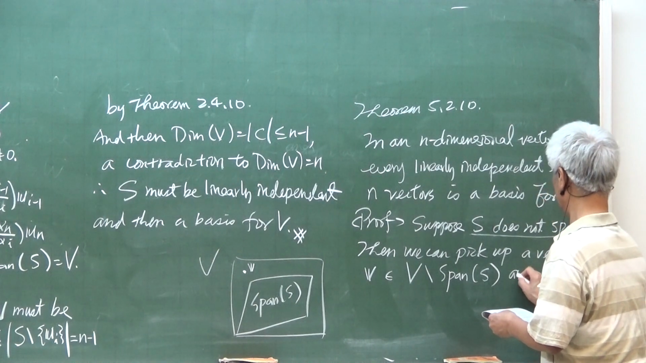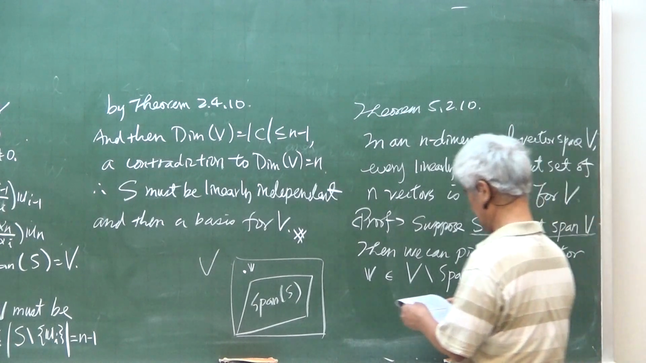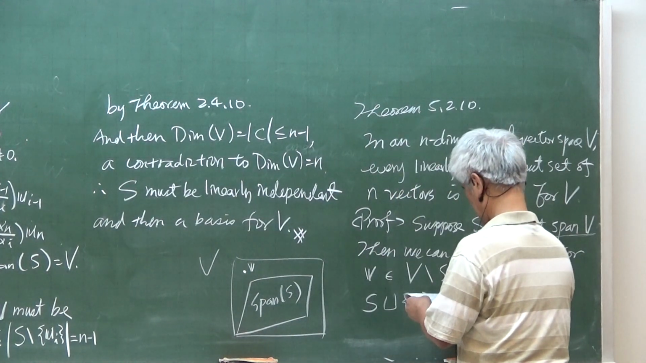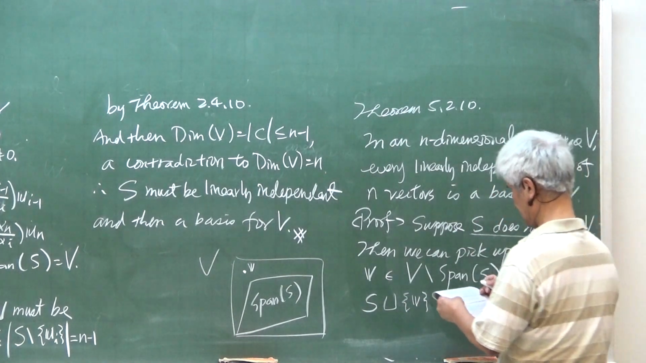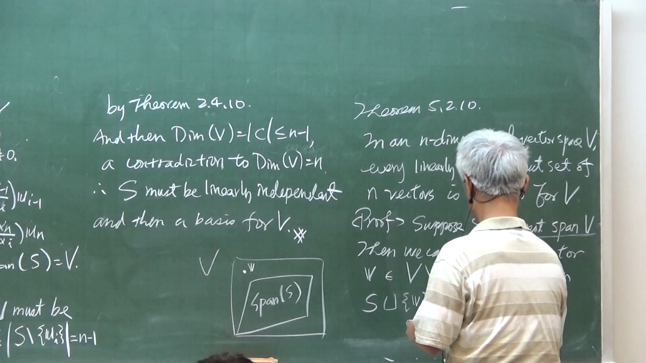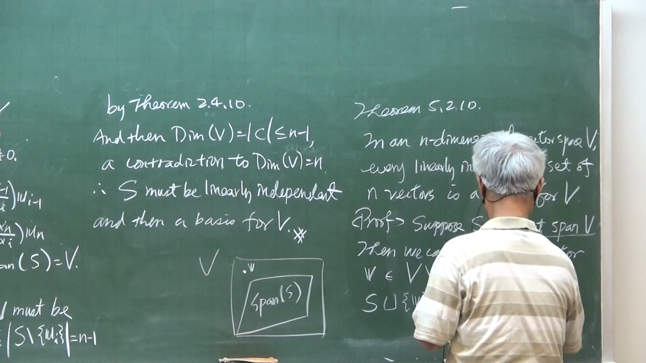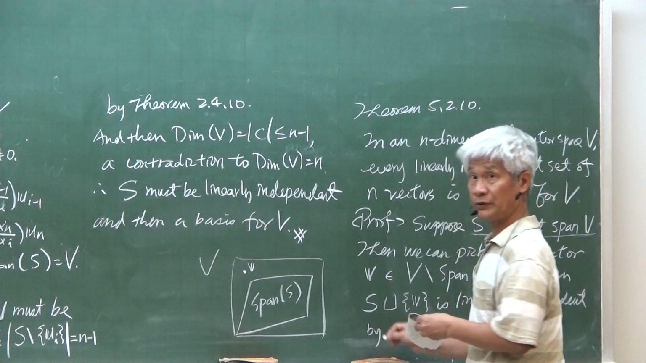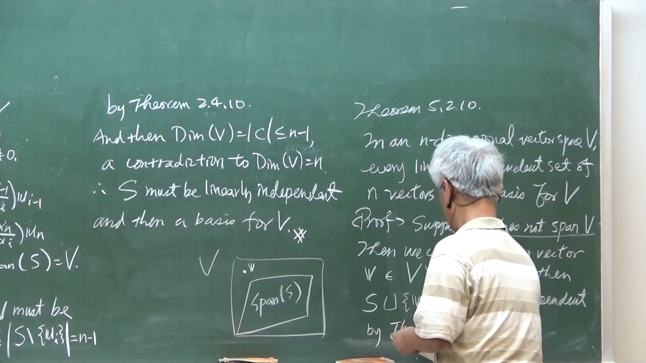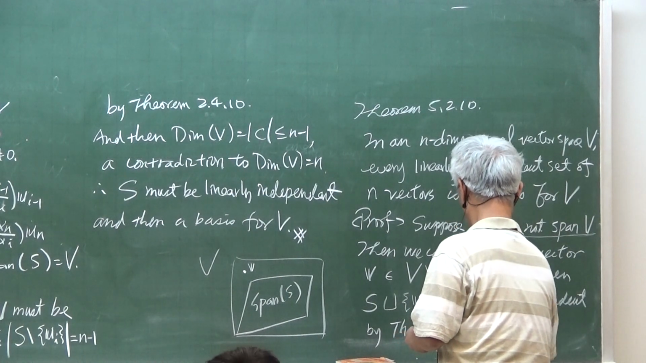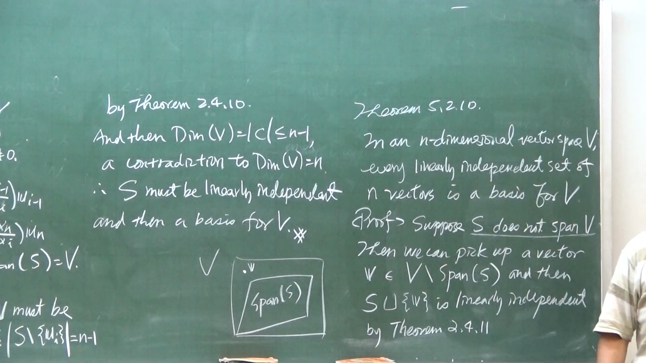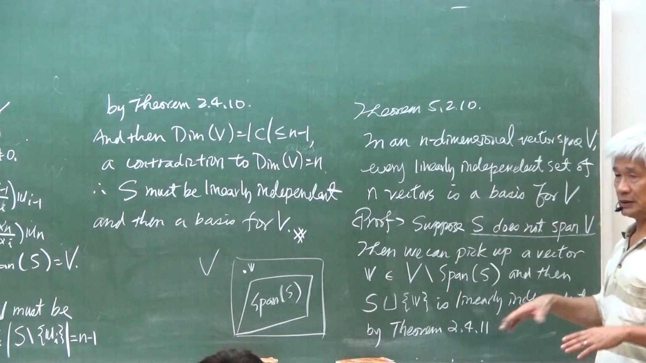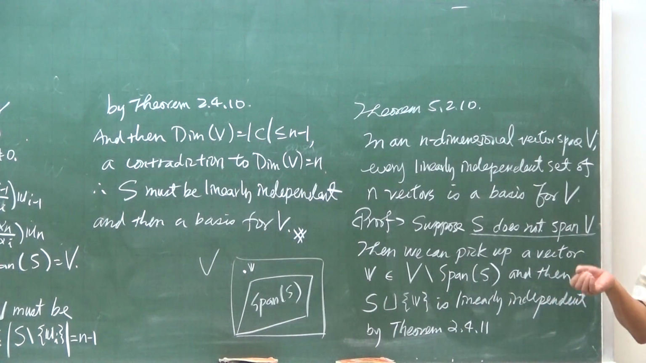Alright, and then the union of S and v, the new set, is linearly independent by a theorem in chapter 2. This is theorem 2.4.11. So 2.4.11 just describes this situation. The theorem tells us how to find a linearly independent set.